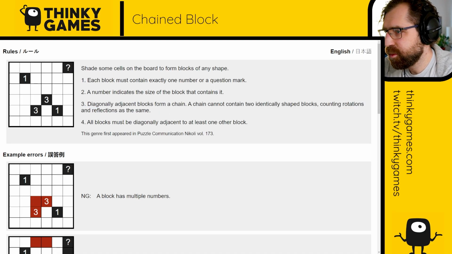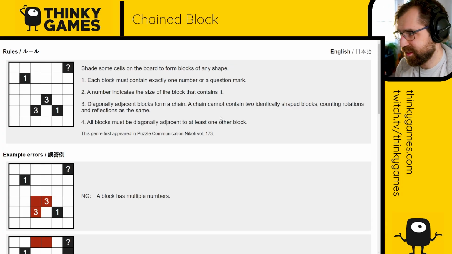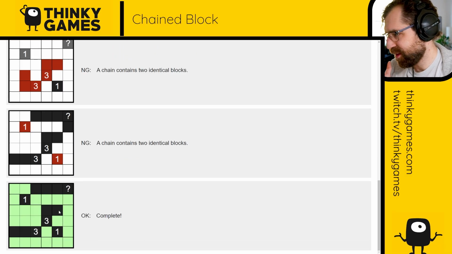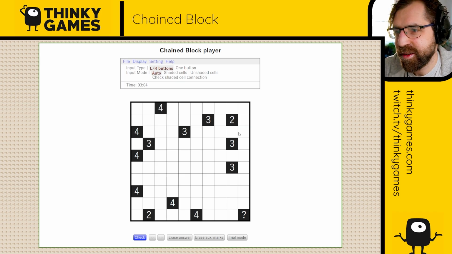And then 4, all blocks must be diagonally adjacent to at least one other block. So every block must be part of a chain. It doesn't necessarily need to be one chain. That's really important, and that could catch you out. Like in this example that they've given, there are 2 chains going on here, but every block is part of a chain. So here's the puzzle I've chosen for today, and we're going to give it a go.